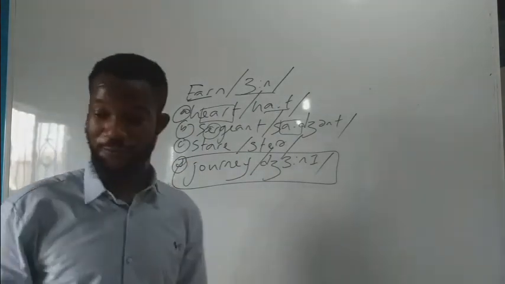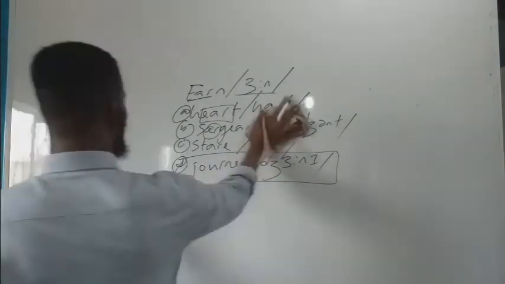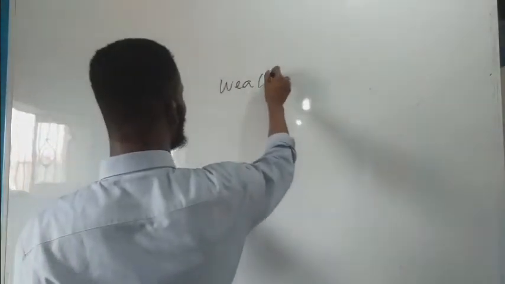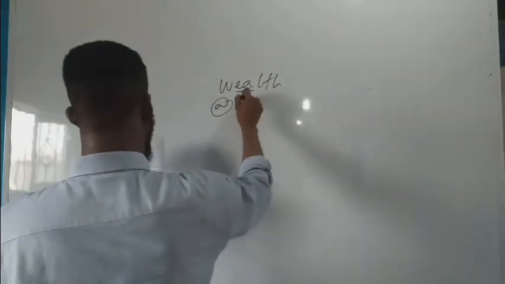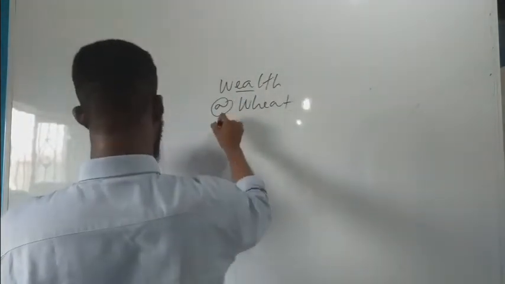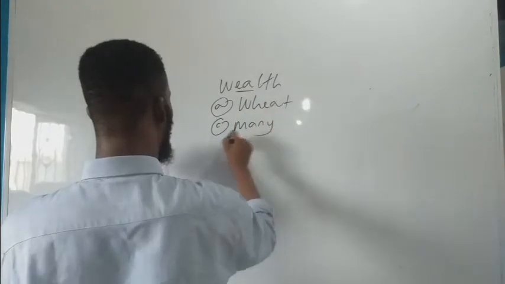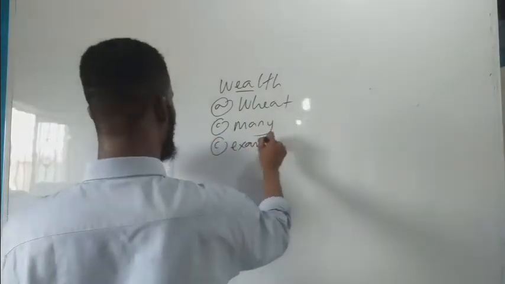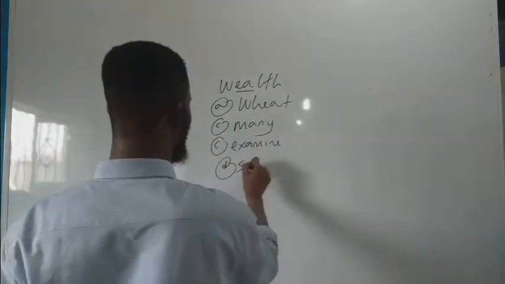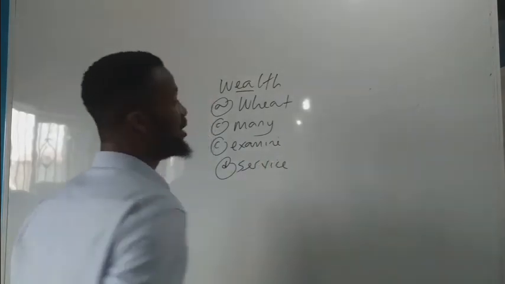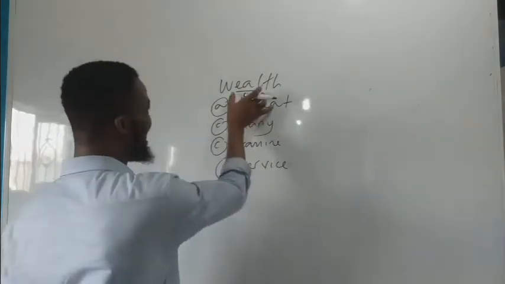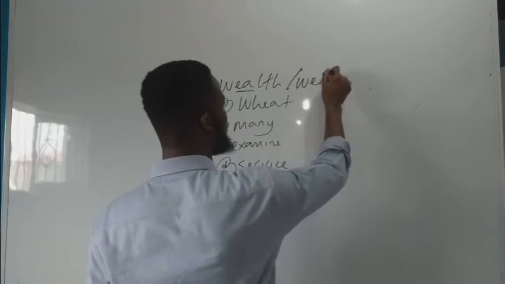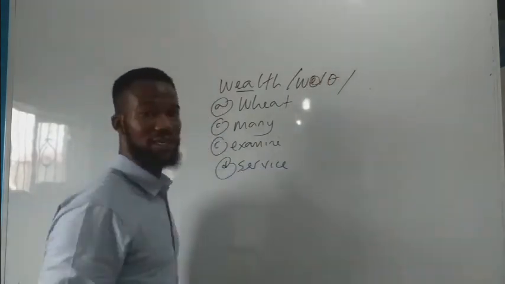One more question. Just one more question. We have WEALTH, and this is underlined. Option A is WHEAT, B we have MANY, C is EXAMINE, and option D is SERVICE. You look at this very well. This word is pronounced as well. So basically, we're looking for the short E sound.